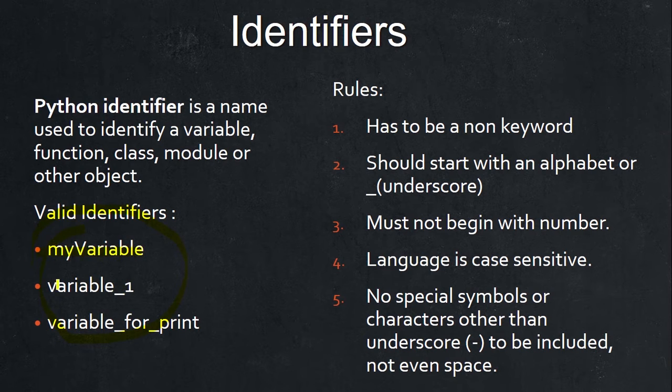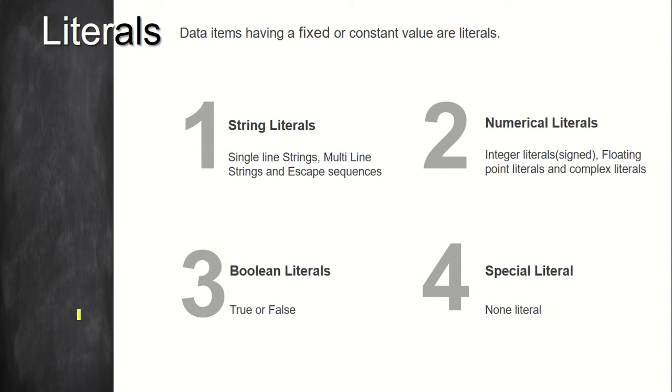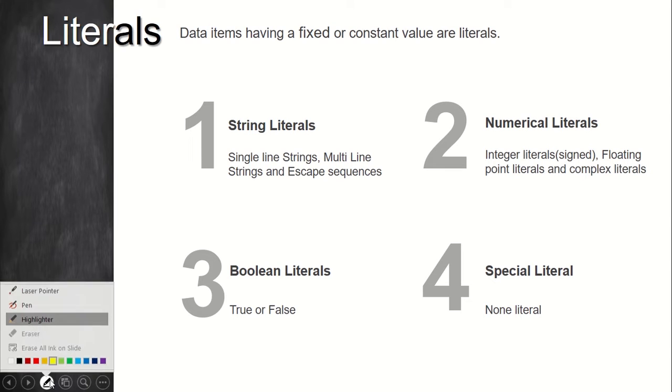So here you see there are a few valid identifiers given to you. One is my variable, variable underscore one. See, the presence of underscore is allowed as we just discussed. But if this variable_1 had been 1_variable, then this would have been an invalid identifier. Similarly, variable for print, there is no space; instead the space is replaced by an underscore, so even this is valid.